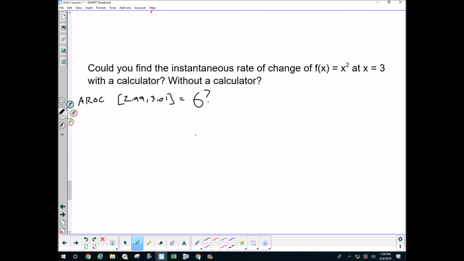Now, I could go ahead and do 2.999 and 3.001 to see if it drops and goes to 5. But I'm pretty certain, since I'm really, really close to 3, that that's probably going to be my slope. And it's probably rounding. All right, let's see if this can be obtained the other way.